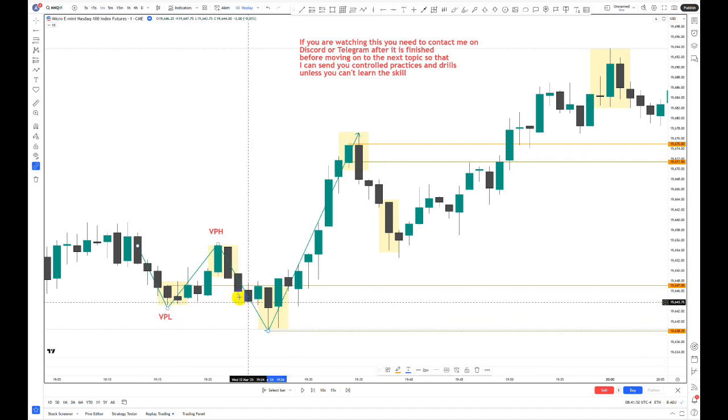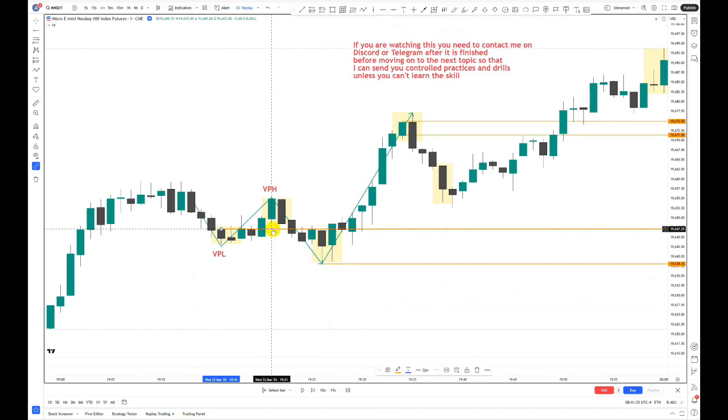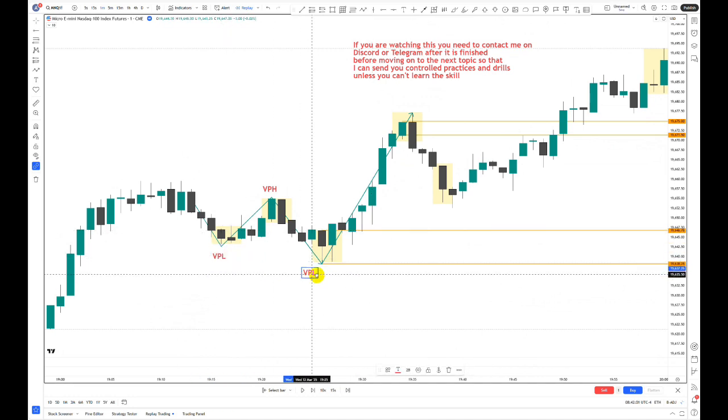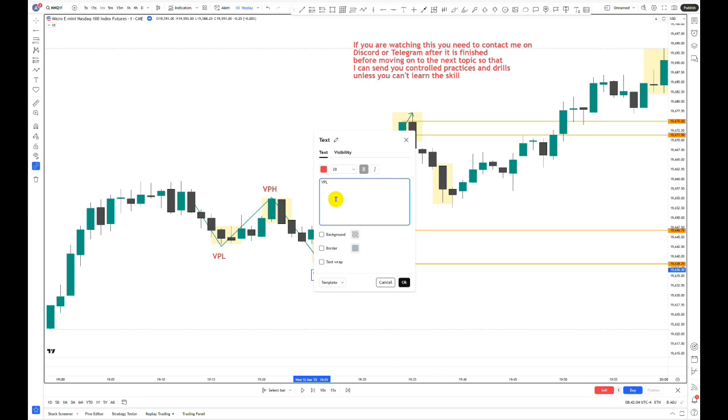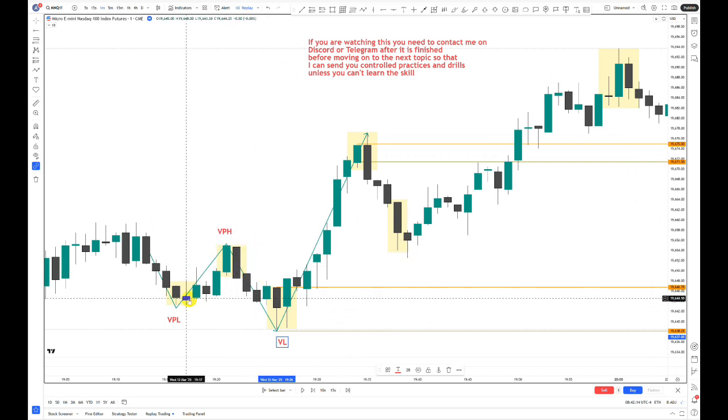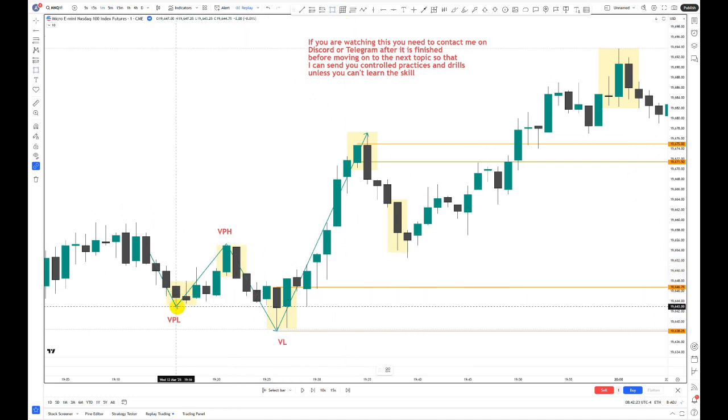We also had this one, which was a valid low. I forgot to mention this one, so let me move it here. Copy that. This one is still a valid low, not a valid protected low, because we don't have any break of it down. Now it was a valid protected high because the low of this candle was taken. So this area from here to there.